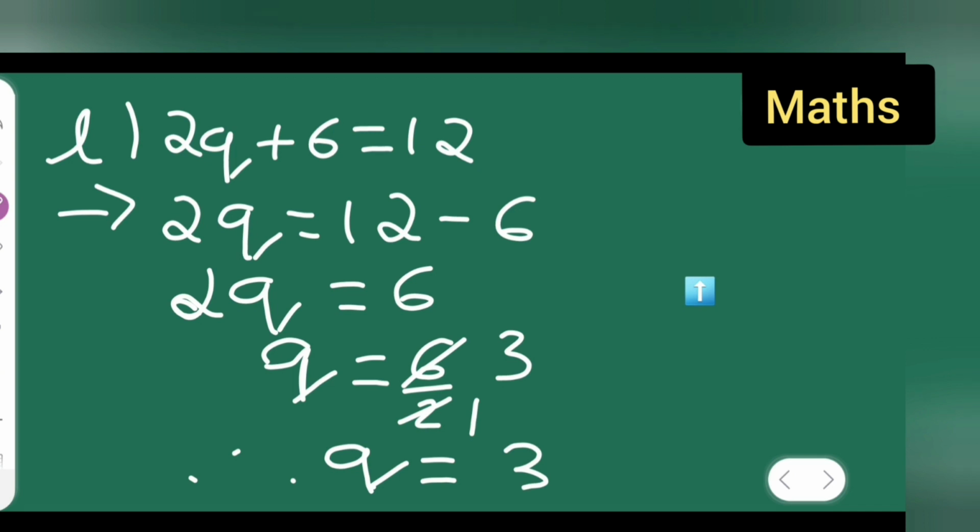So I hope you have understood this chapter, simple equation, exercise 4.2, question number 4.